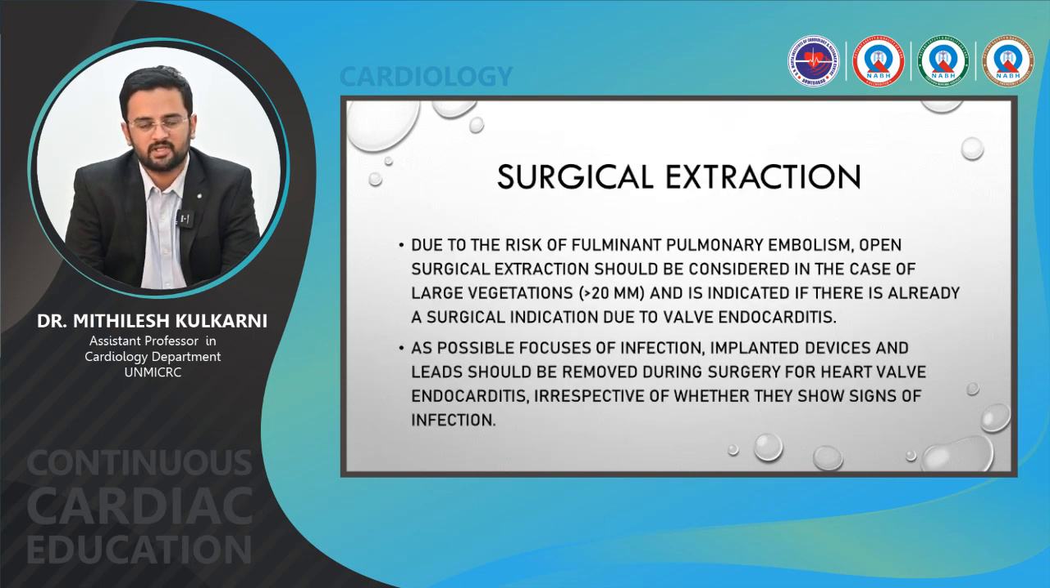Now coming to the surgical extraction, there are some patients who will require a surgical extraction. Due to the risk of fulminant pulmonary embolism, open surgical extraction should be considered in the case of a large vegetation. By large vegetation we mean size more than 20 mm, and it is indicated if there is already a surgical indication due to valve endocarditis. As possible foci of infection, implanted devices and leads should be removed during surgery for heart valve endocarditis irrespective of whether they show signs of infection.